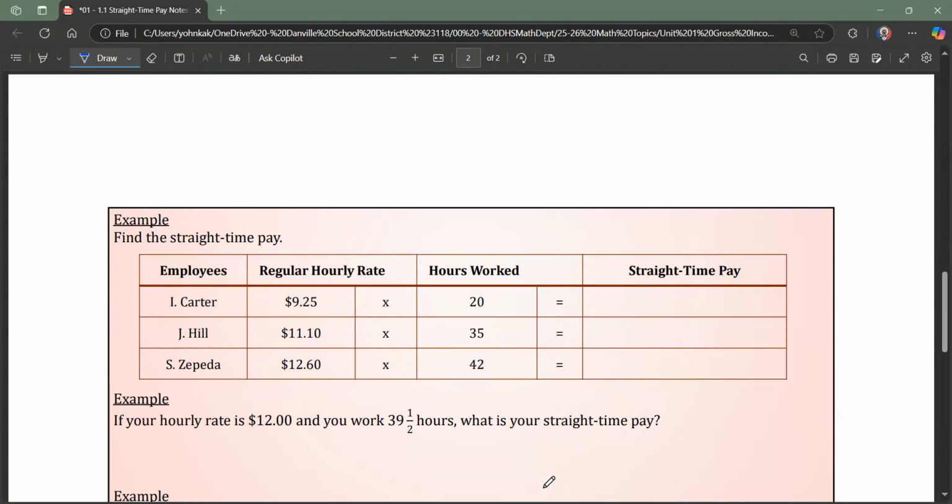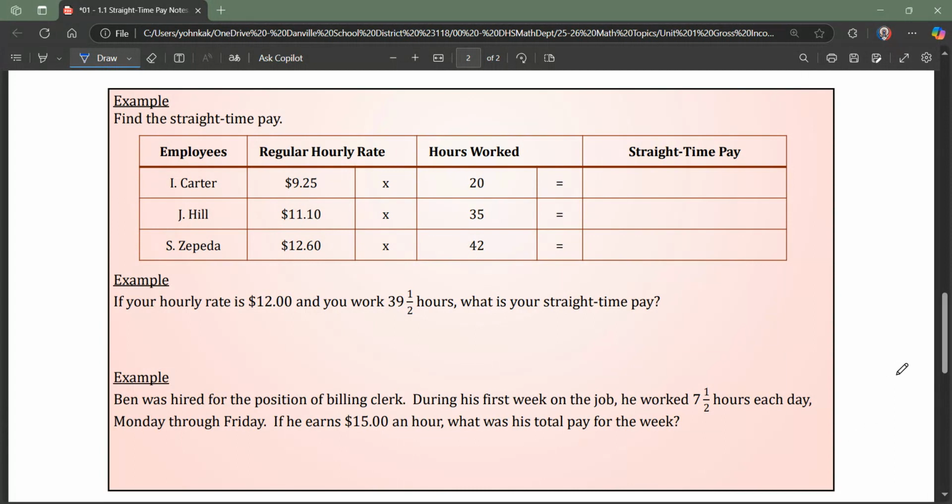All right, let's look at some examples. Number 1, we've got a table here that says to find the straight time pay. We've got 3 employees. The first employee is Carter. He earns $9.25 an hour and he works 20 hours. So if I want to calculate his straight time pay, all I'm going to do is take $9.25, multiply it by 20 hours, get your answer, and make sure you round. $185. This one came out perfect, so we didn't have to worry about it.